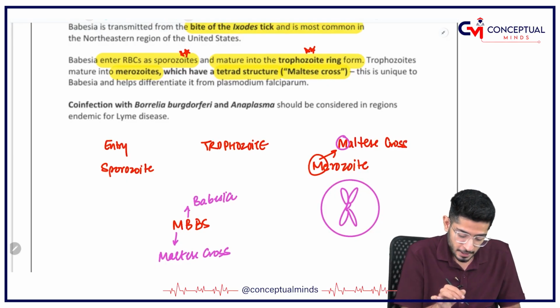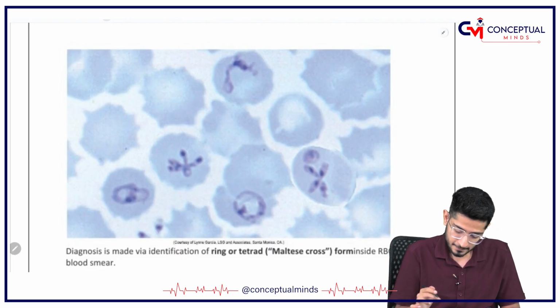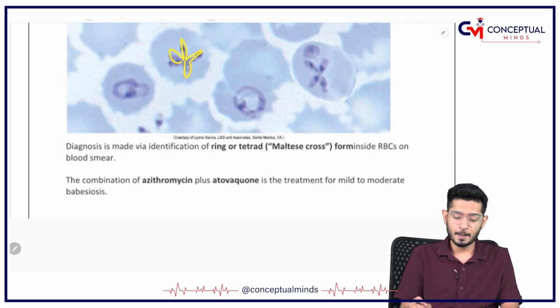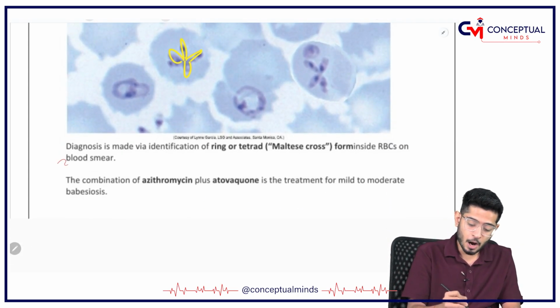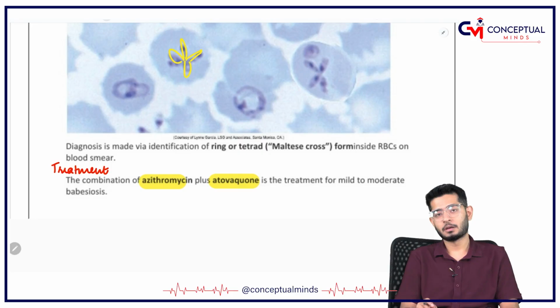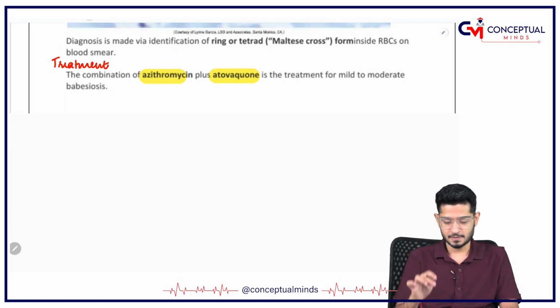Okay, clear? Now, one more important thing, see here. Can you see this picture clearly? Yeah, this one. So this is the tetrad or the Maltese cross. How will you treat? The treatment is with two drugs, azithromycin and atovaquone. But azithromycin is given more commonly, so just remember this.